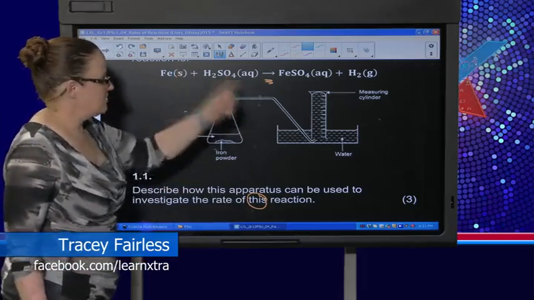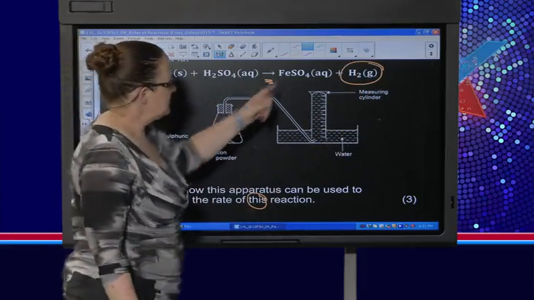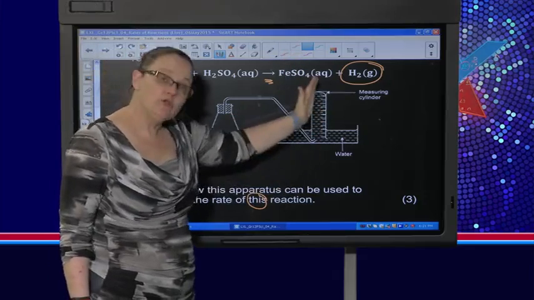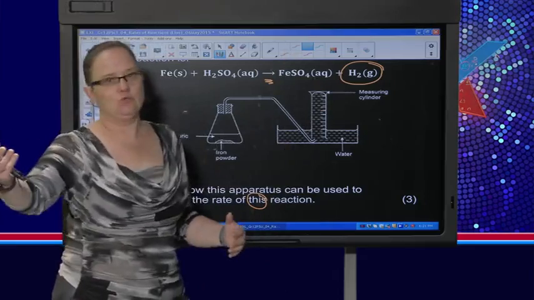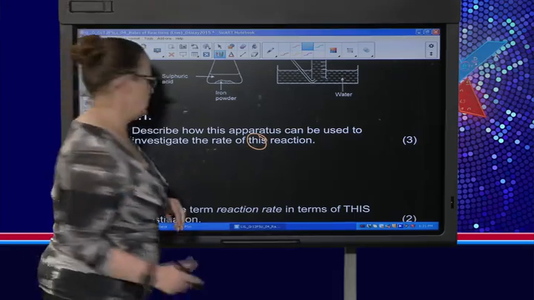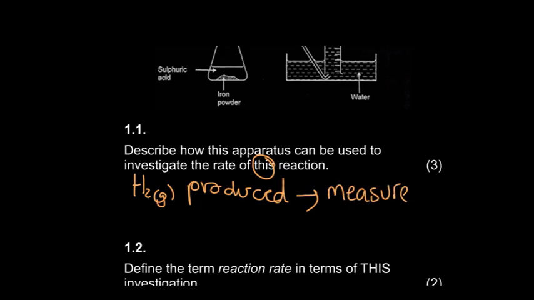Now, in this reaction, we're producing hydrogen gas. That means I can use the measuring cylinder to measure the volume of hydrogen gas produced. Okay, so for this reaction, and it's worth 3 marks, we go, well, H2 gas is produced, okay? So because we're producing a gas, we would measure volume of gas.